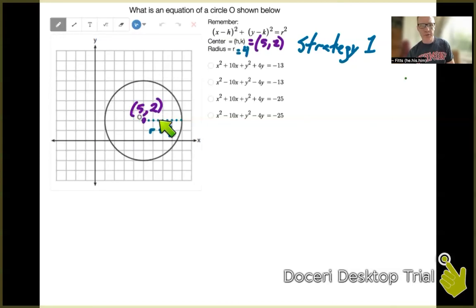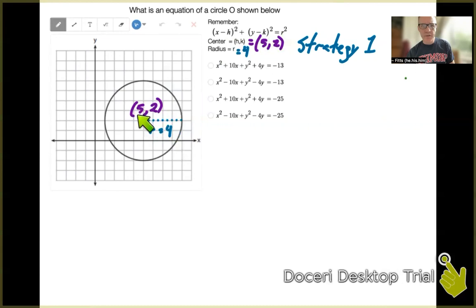So what is our circle equation? Remember, it's just a series of points equidistant from the center. And so the radius of this circle here is 4. 1, 2, 3, 4. And that's our r. R equals 4. There's the r in the circle equation.